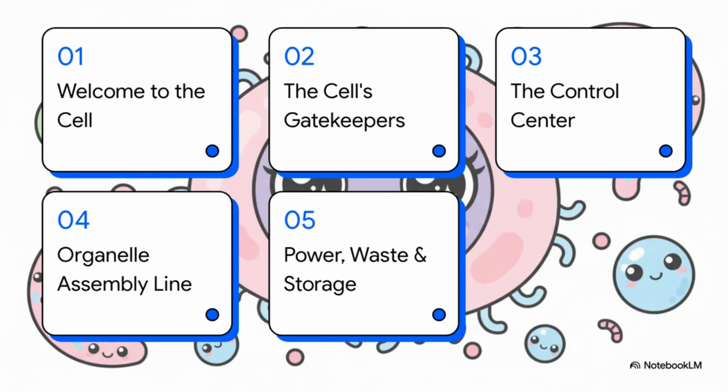First, we'll see how cells were even discovered. Then, we'll check out the border security, pop into the main control center, tour the factory floor where everything gets made, and finally, see how this whole city is powered and kept clean.